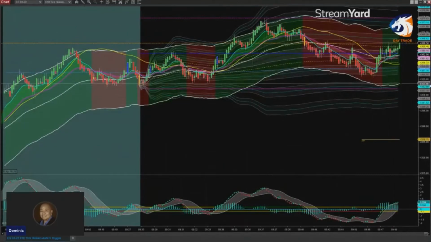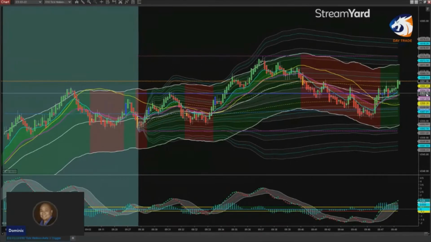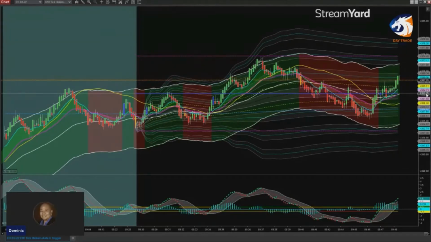So basically there is my chart for the 610. So one contract, either on ES or NQ. I usually trade NQ later, when the market is trying to establish if it's going to go up or down. Okay, so let's see what's going to happen here.